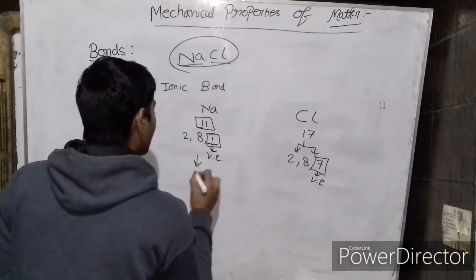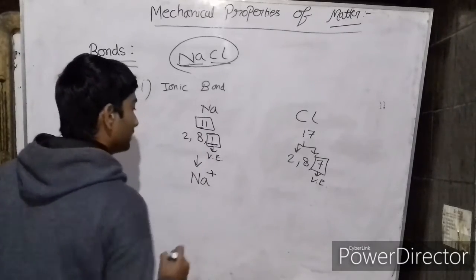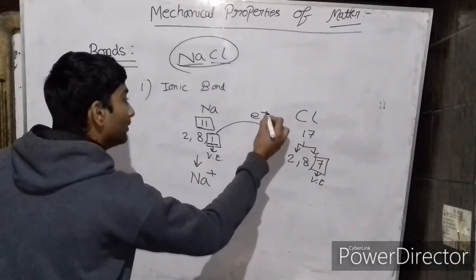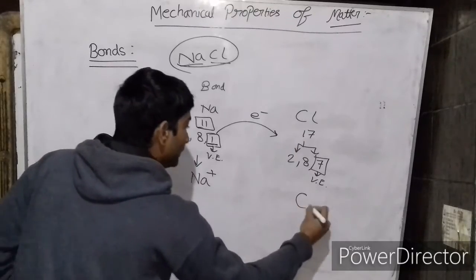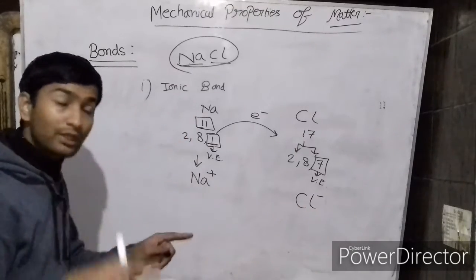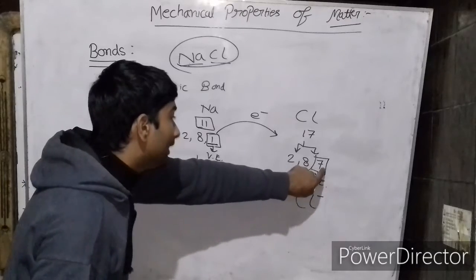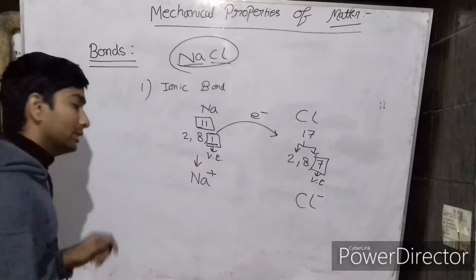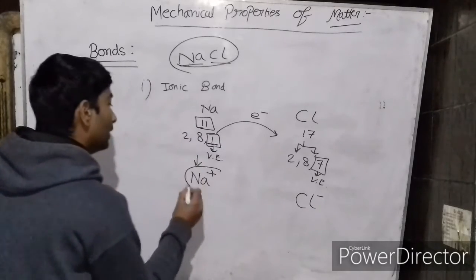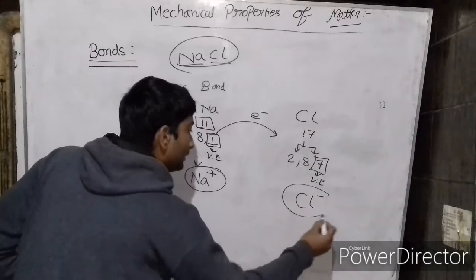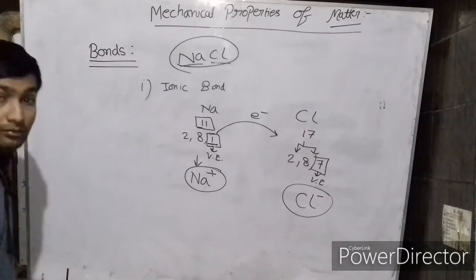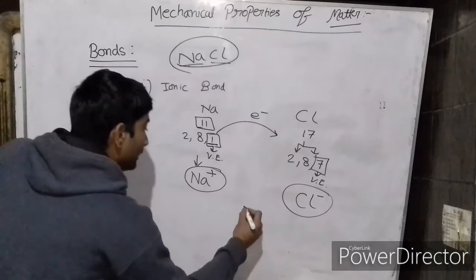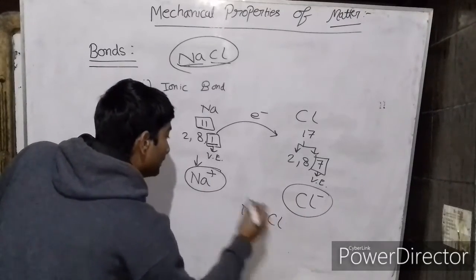They will form ions. Na will form Na+ by losing one electron, and chlorine will form Cl- by gaining one extra electron. So each will have 8 electrons in its valence shell, and they both become stable. Here Na+ is formed and here Cl- is formed. We know opposite charges attract each other. This is the plus charge, this is the minus charge. They attract each other and NaCl is formed.